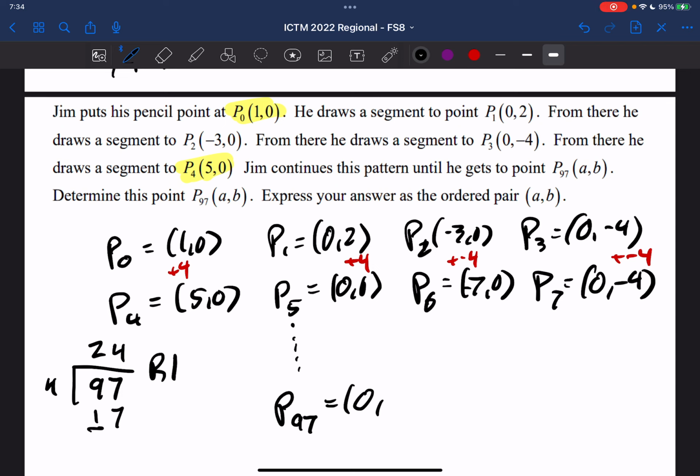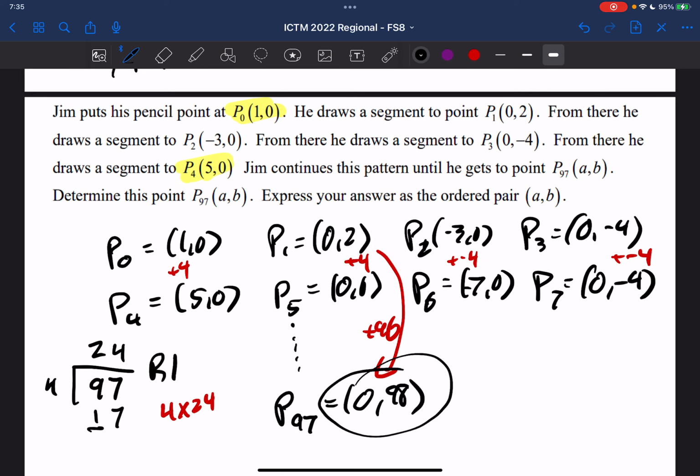So now, how much do we add? Well, we're going to be adding 4, 24 times. So 4 times 24, we double it twice, and we get 96, plus the starting 2. So when we do that, we get 98. So that means this right here is our answer.